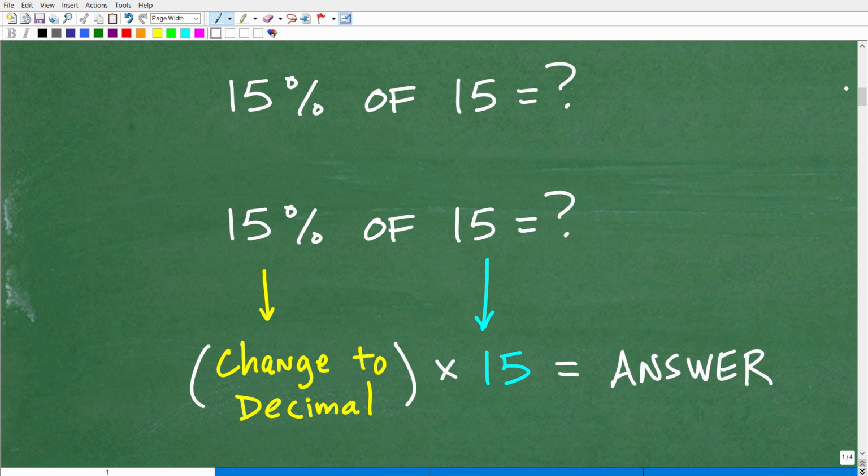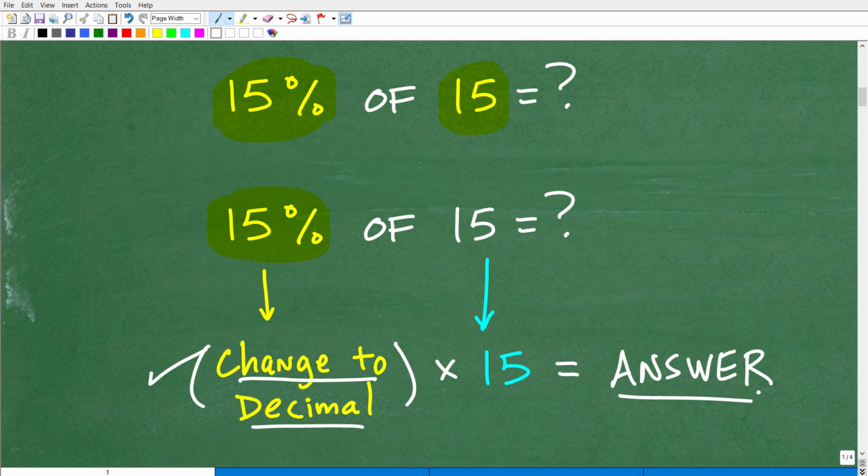Okay, so anytime we're trying to determine the percent of a number, in this case, 15% of 15, the procedure is the following. You're going to take your percent, in this case 15%, and rewrite or change that to a decimal. We'll talk about how we do that in a second, and then we simply take that decimal and multiply it by the number that we're trying to find the percent of. So in this case, it'll be 15, and that will be our answer.